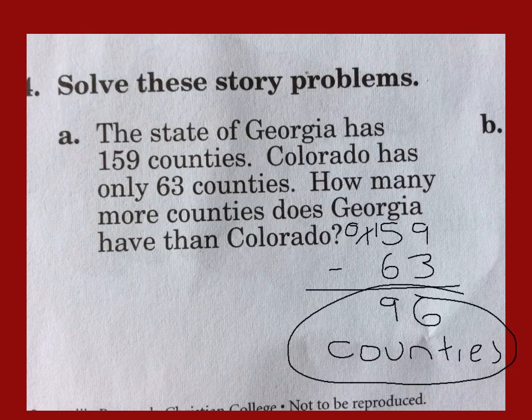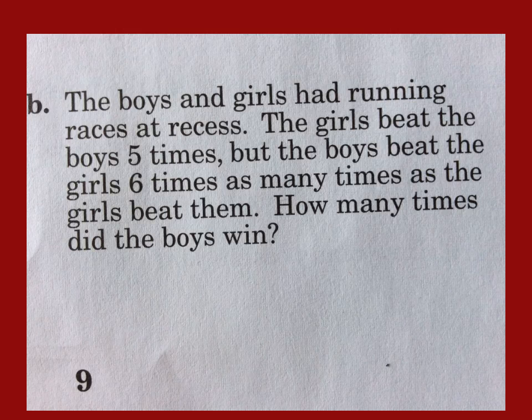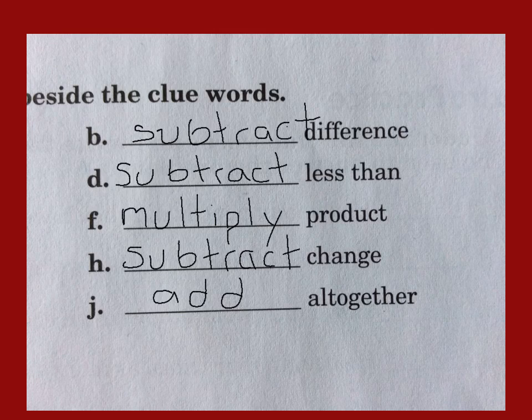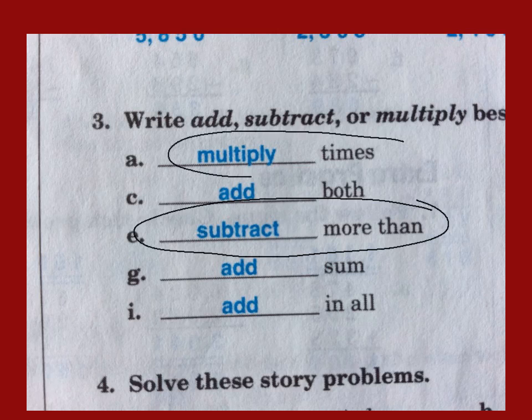B, the boys and girls had running races at recess. The girls beat the boys 5 times, but the boys beat the girls 6 times as many times as the girls beat them. How many times did the boys win? Well, the key word there is how many times. If we look back at what we talked about earlier, when it's times, we need to multiply.